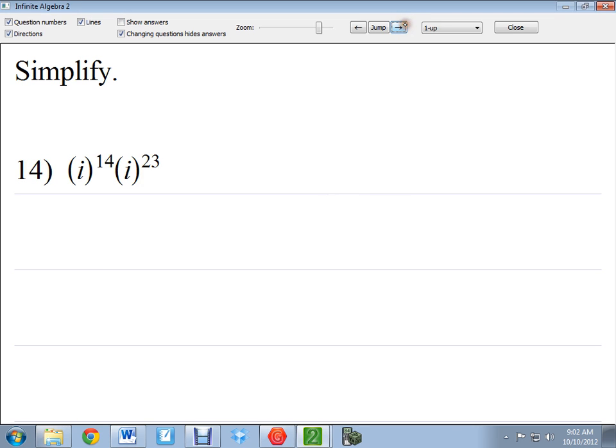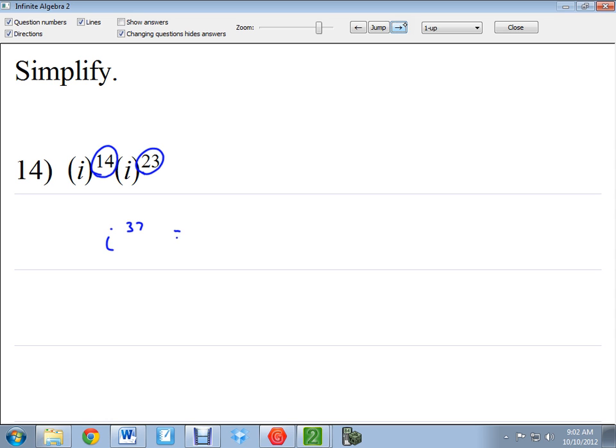Now we can make it a little harder. Using the rules of exponents, we can multiply the two bases that are the same base, which means we'll add the exponents. So the 14 and the 23 would combine together to get i to the 37th power.